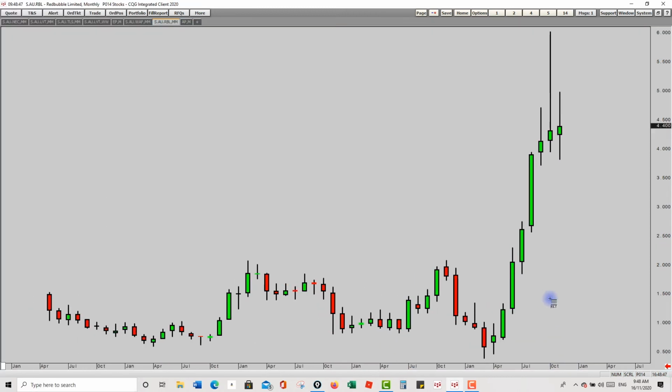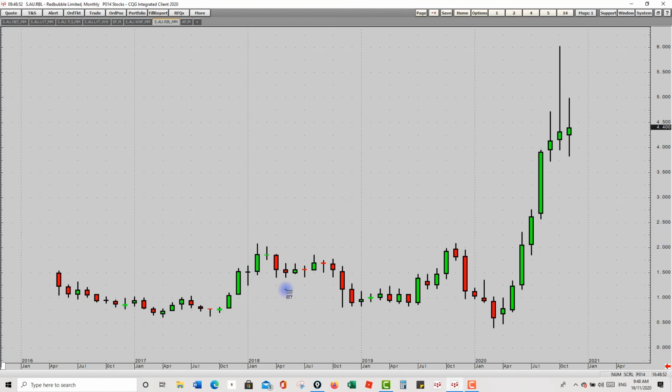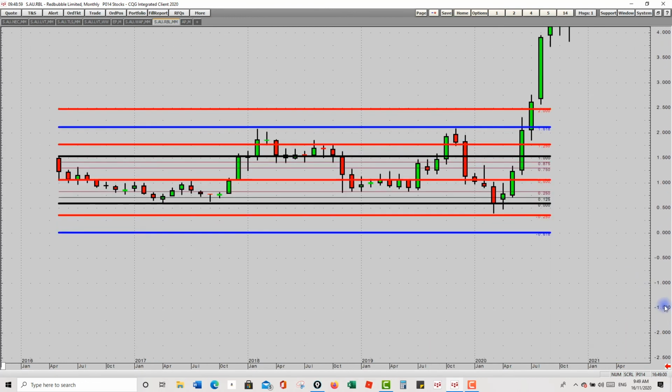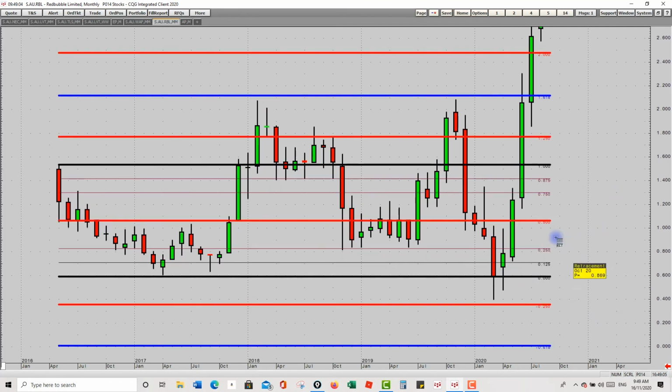So if we move on to Redbubble, for example, and we just look at it from the point of view of the range that we've been talking about. If I really go in and look at this closely, we can see for years Redbubble was pretty much trading around this initial range from 2016-17, and this is the monthly chart. It broke out to the upside. Where was the resistance? At that 61.8% level outside the range.